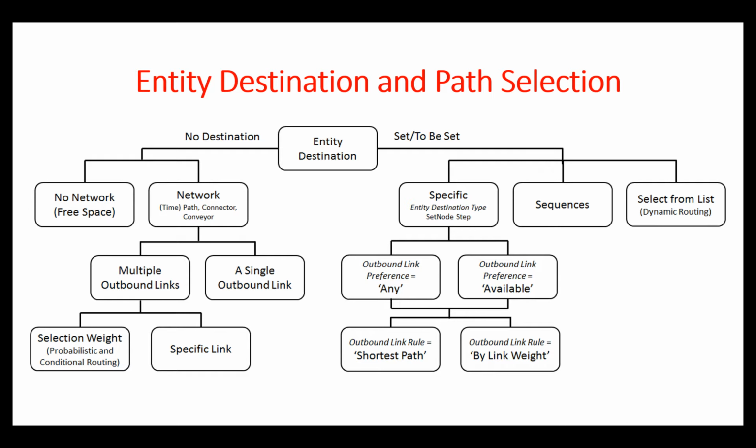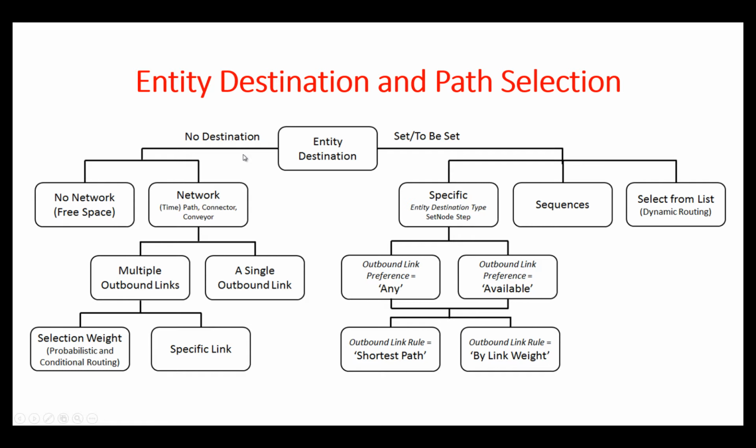In the first two videos of the module, we covered basic concepts related to entity routing. So we talked about basic and transfer nodes and their properties and how they can be used to specify a destination node for the entities or to select an outbound link for the entities to take. So in terms of entity destination, we have two cases. The first case is when the entity does not have a destination node set.